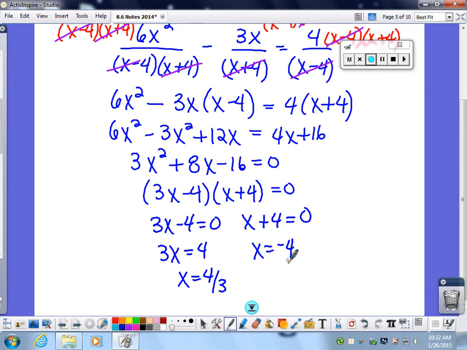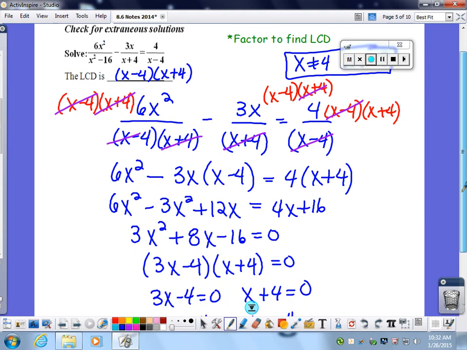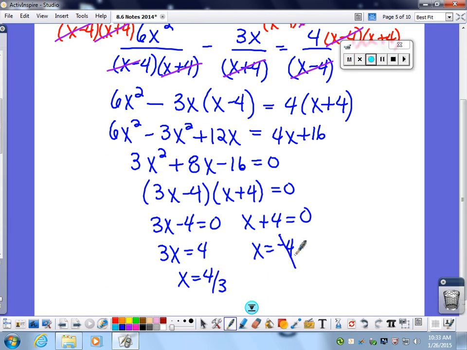Don't forget to check your restrictions. See if anything doesn't work. Let's go back up. Well, our restrictions were 4 and negative 4, and we got negative 4. So that's making this one extraneous. So our only solution is 4/3.